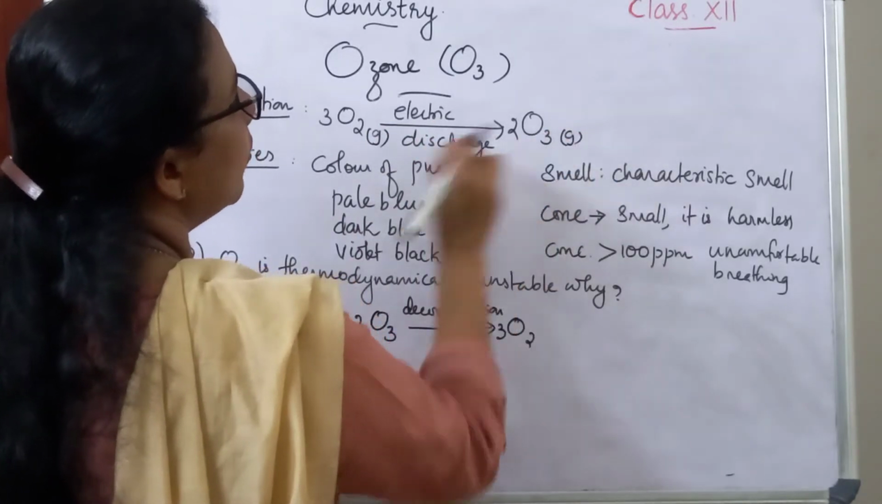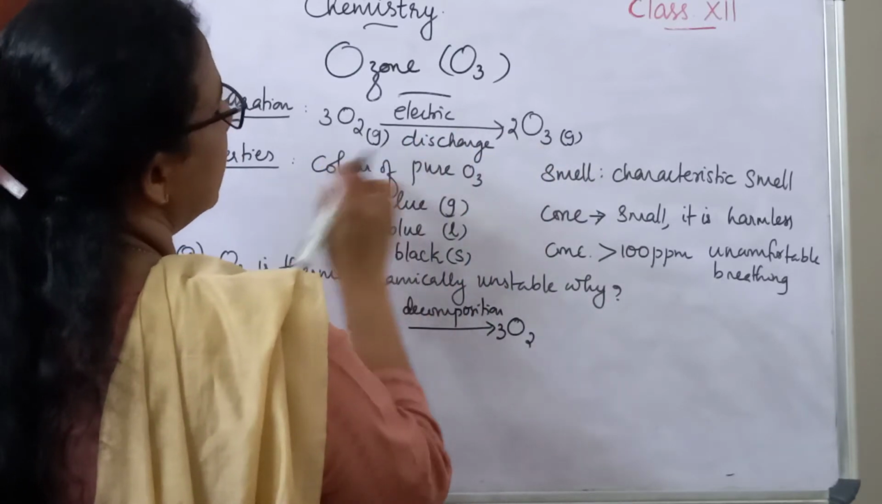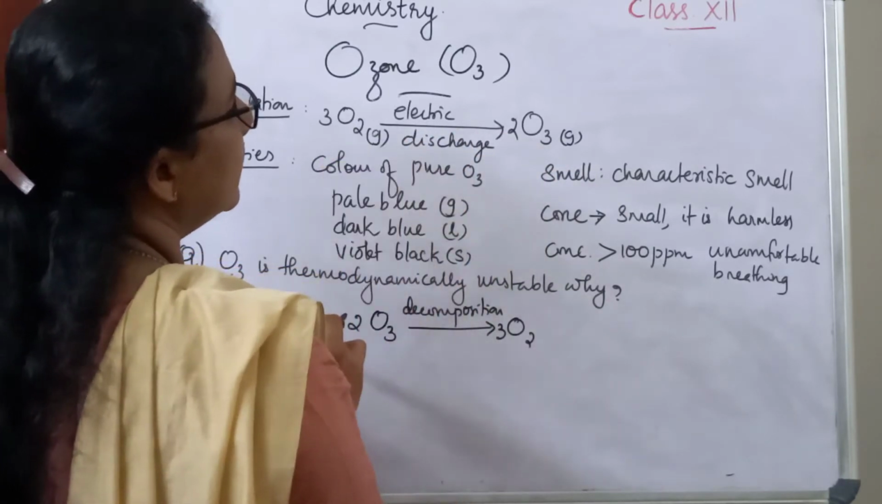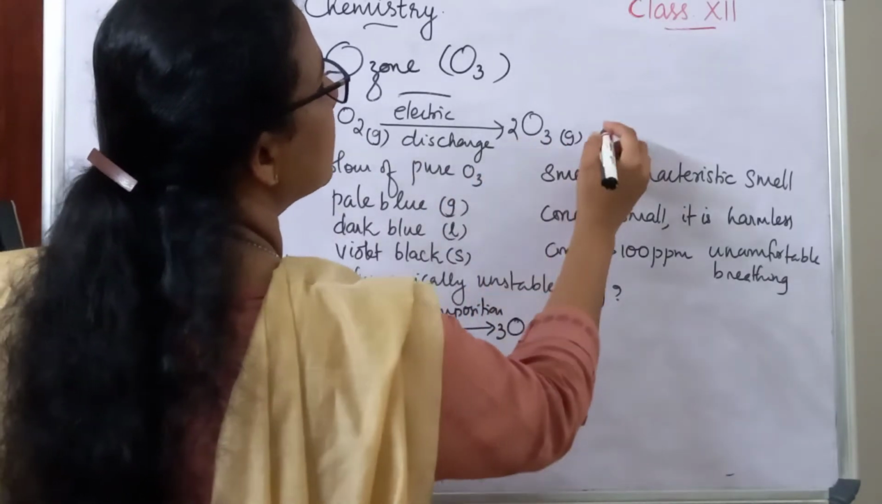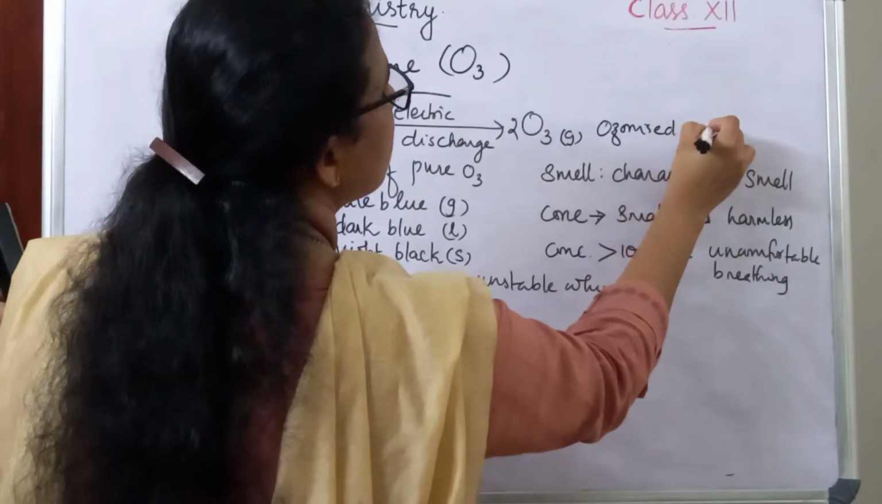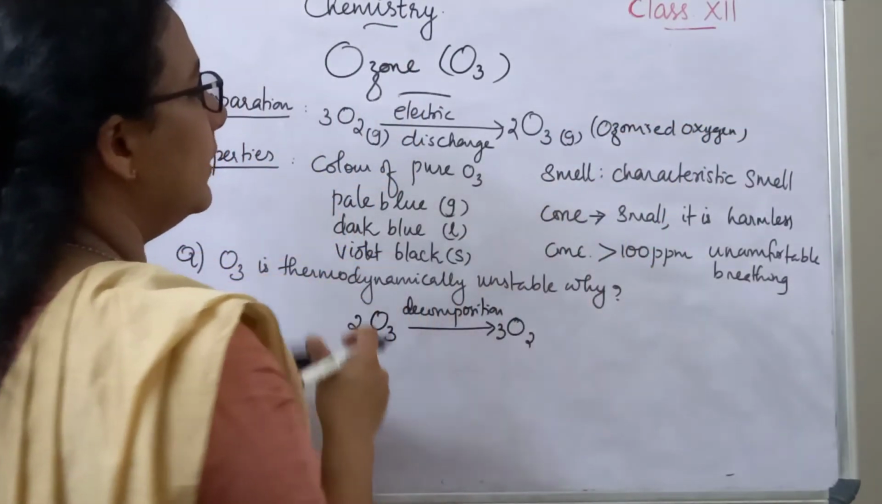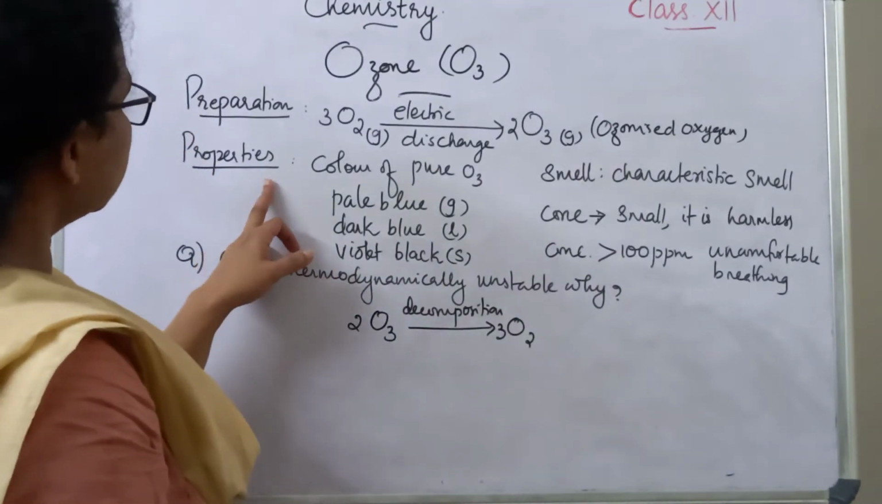The product ozone is formed from oxygen when it is passed through an electric discharge. This product is actually called ozonized oxygen.